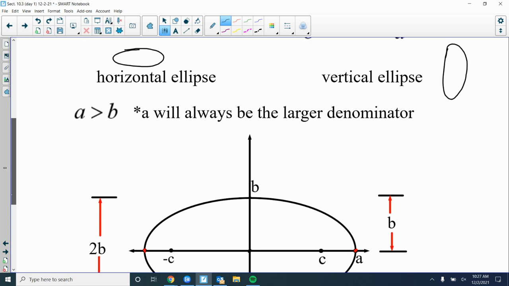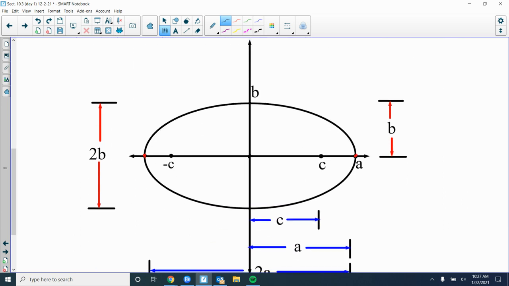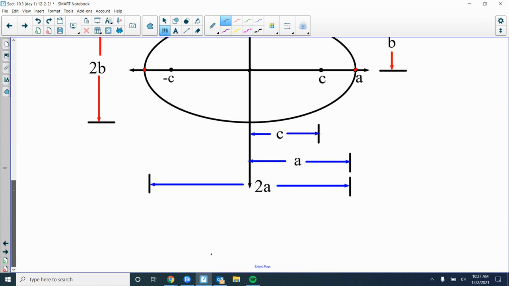Okay, so A will always be the larger denominator. A is always along the major axis. This is the major axis. B is along the minor axis. The total distance from here all the way across will be 2A. The total distance of the minor axis will be 2B. Once we know the A and B values, we basically just go that distance on each side to get our ellipse. C is always inside the ellipse. It can't be outside of it. It doesn't make any sense. C has to always be inside. And we'll have to figure out that C value in a second. I'll show you how to do that.